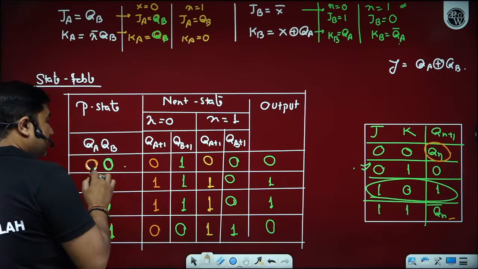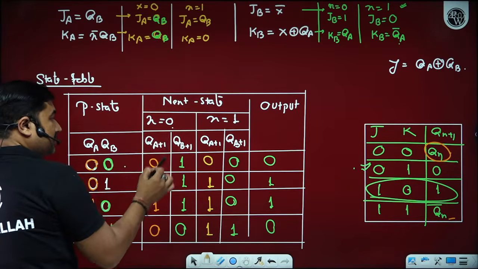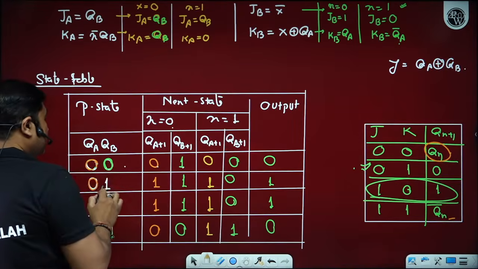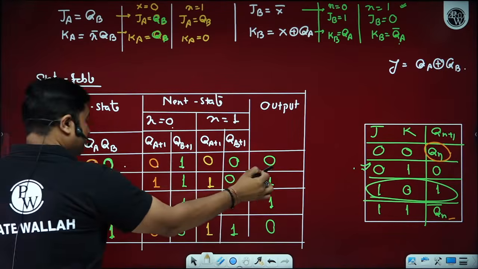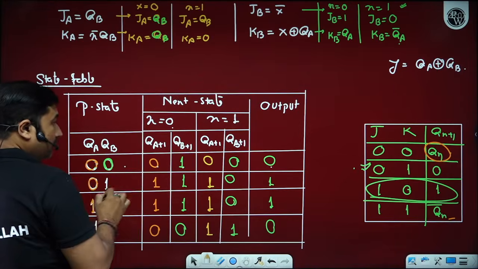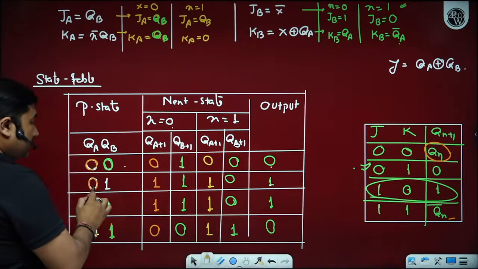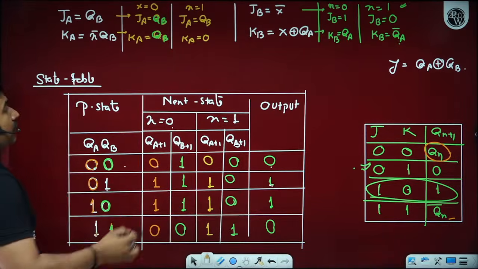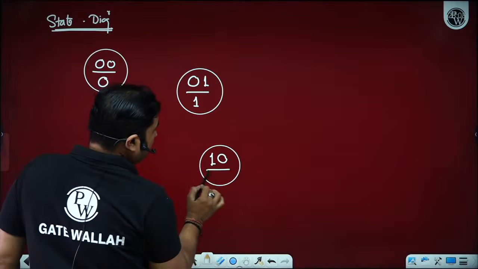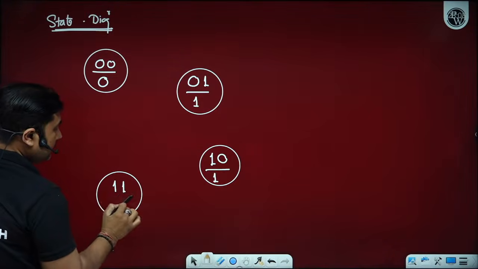So if we have 0 0, then with x is equals to 0, next state is 0 1. So 0 0, what is the output for 0 0? Output for 0 0 is 0. Output for 0 1 is 1. Output for 1 0 is 1. Output for 1 1 is 0.